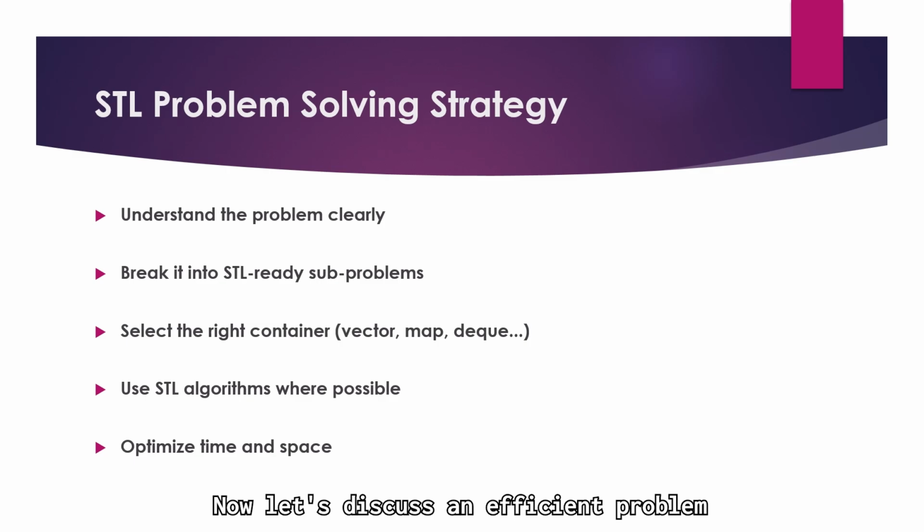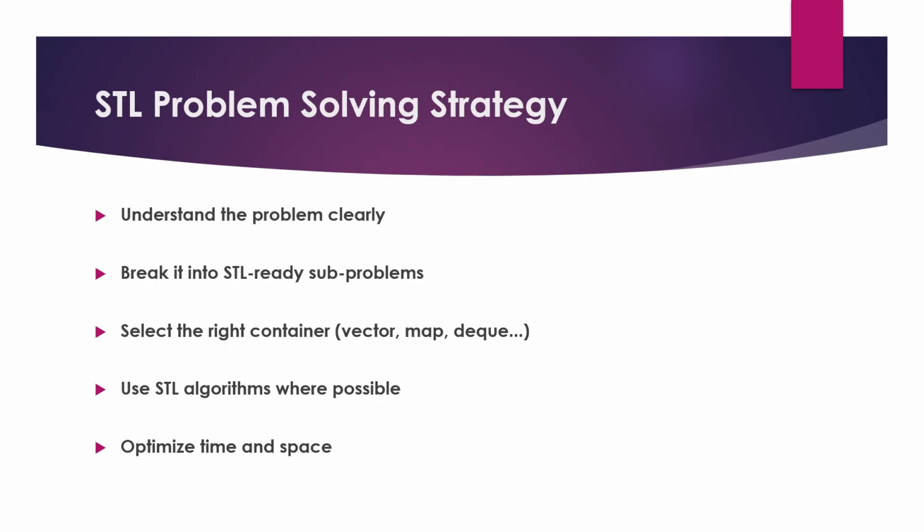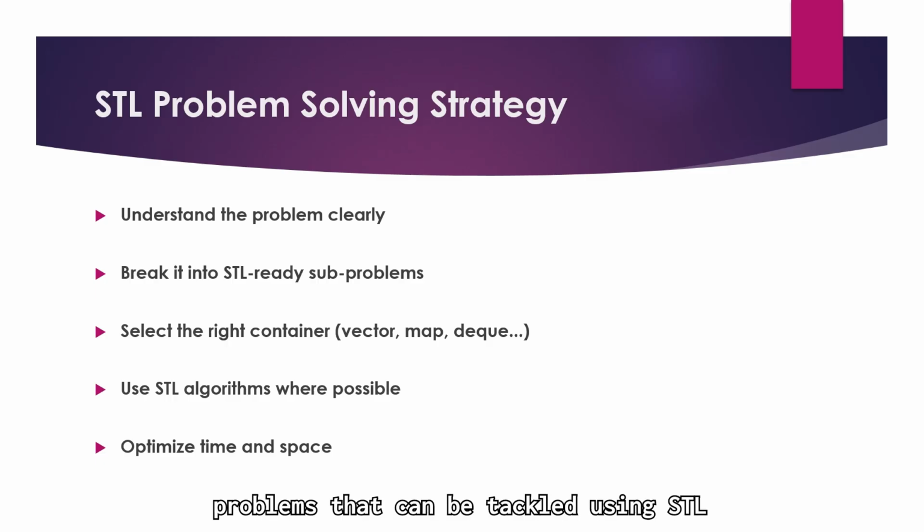Now let's discuss an efficient problem-solving strategy for using STL. First, it's essential to understand the problem thoroughly. Identify the constraints and break the problem into smaller subproblems that can be tackled using STL containers and algorithms. Next, choose the right container: vectors for dynamic arrays, DQs for quick insertions or removals, or maps for key-value pairs, and of course use STL algorithms to streamline your code. Finally, always focus on optimizing your solution for both time and space complexity. By following this strategy, you will be able to approach any STL-based problem methodically and efficiently.